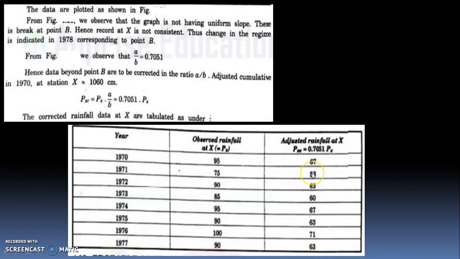Okay, in this way you can find the consistency of the record. I mean, if there are any changes in the curve, you can make out using this analysis.